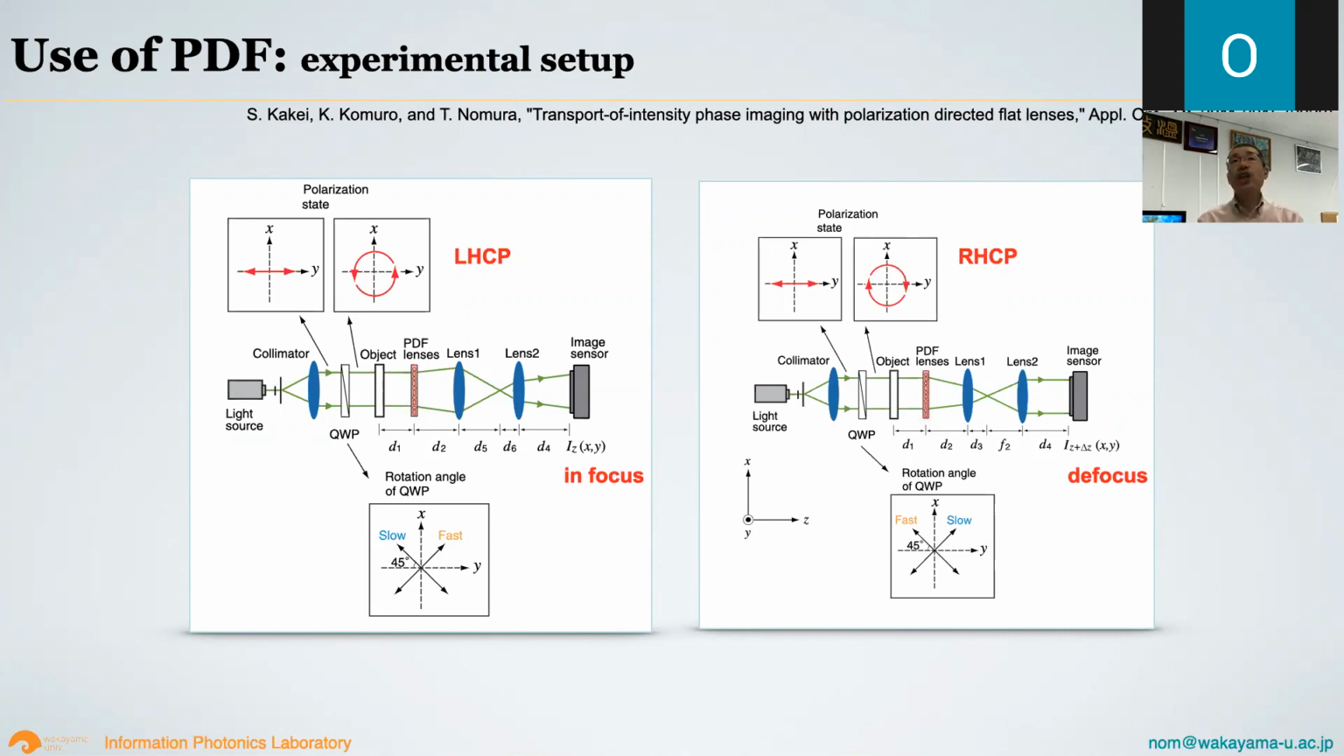We change the polarization state. We use a rotating quarter wave plate. So the image sensor is scanless, but the quarter wave plate has to move 90 degrees. So this is a very simple optical setup. Just insert the PDF lens in this position.